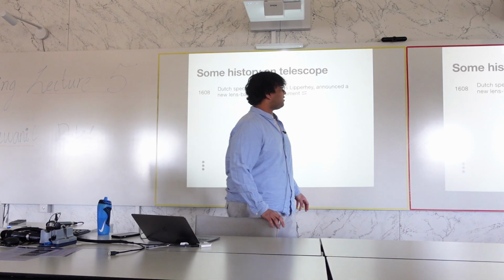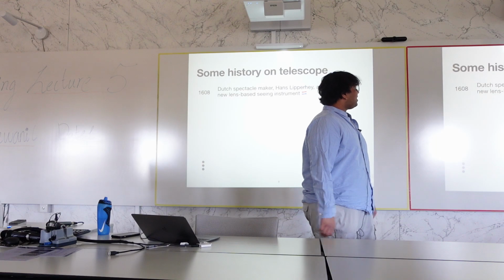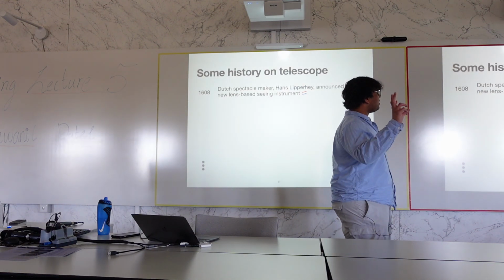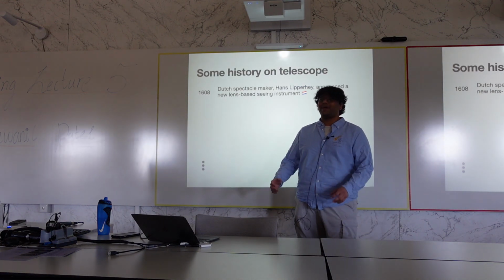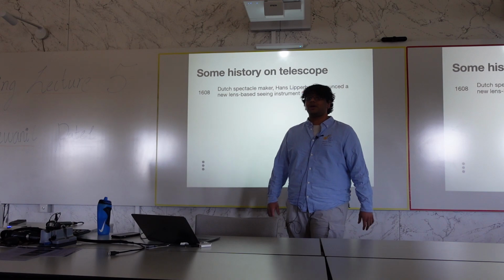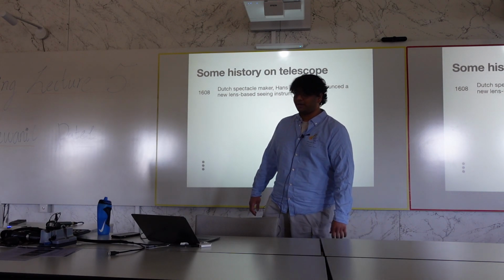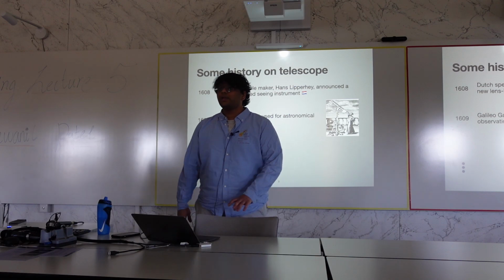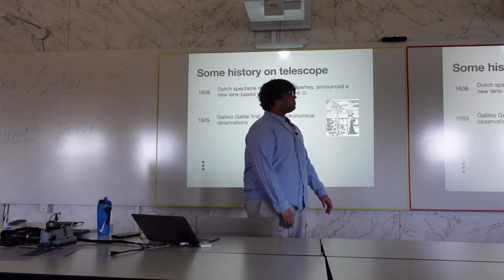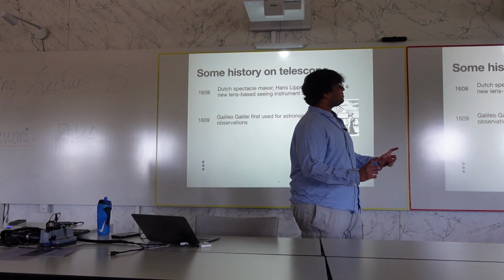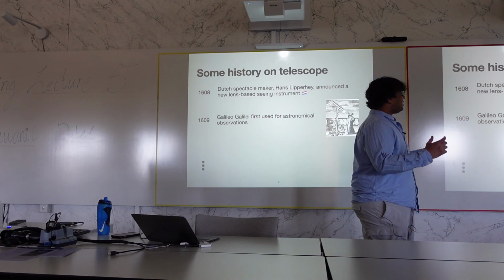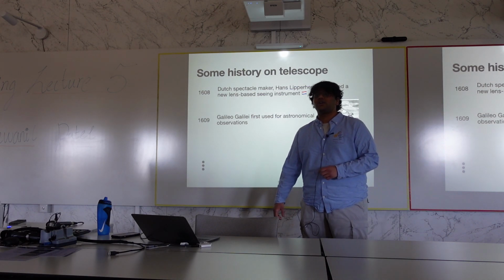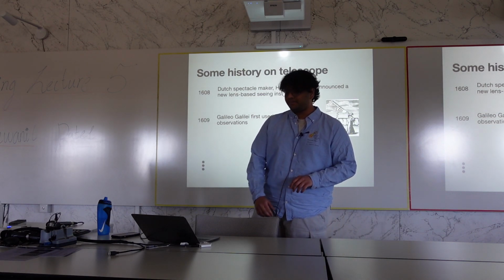So a bit of history on telescopes, really exciting. The first lens-based seeing instrument which could magnify things was made by a Dutch spectacle maker in the Netherlands in 1608. And 1 year later, Galileo Galilei was the first person who used this lens-based seeing instrument as a telescope and did the first astronomical observation.